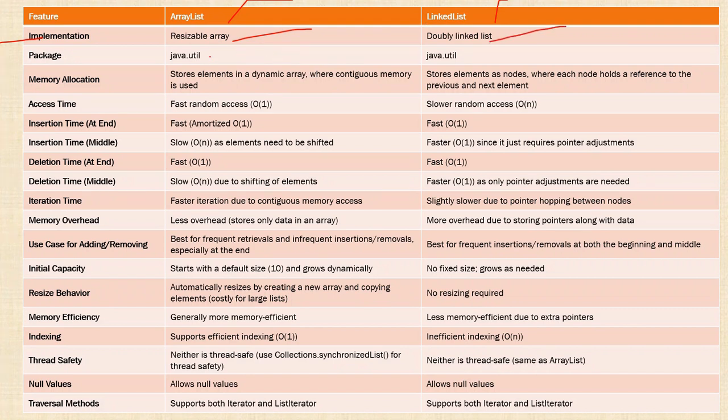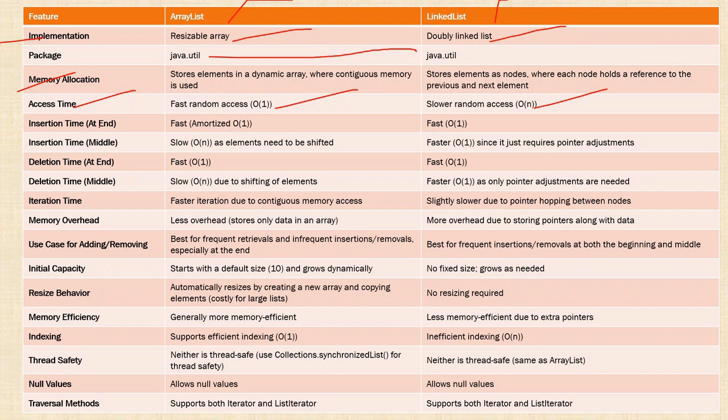Package: both are available in the same package. Memory allocation: ArrayList stores elements in a dynamic array where contiguous memory is used, and LinkedList stores elements as nodes where each node holds a reference to the previous and next node. Access time: order of 1 for fast random access in ArrayList, and slower random access, order of n, in LinkedList.